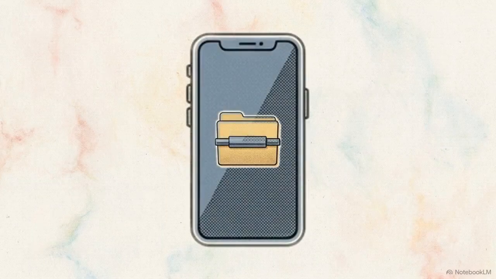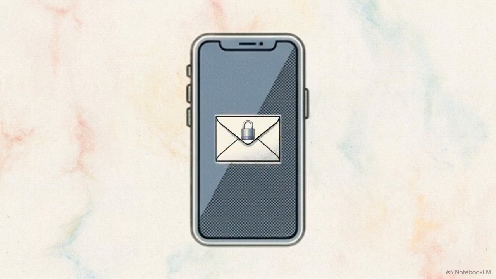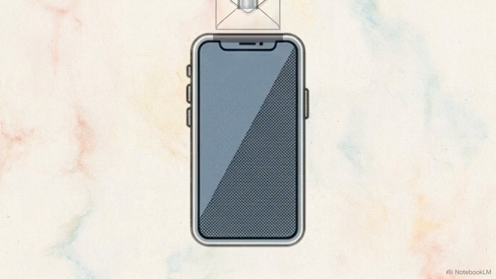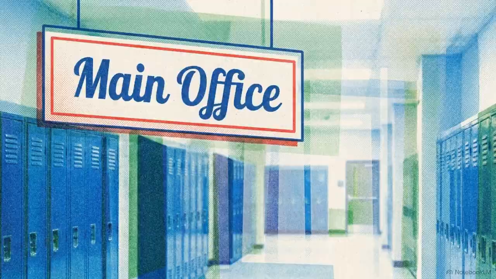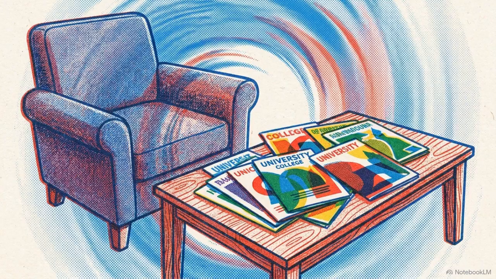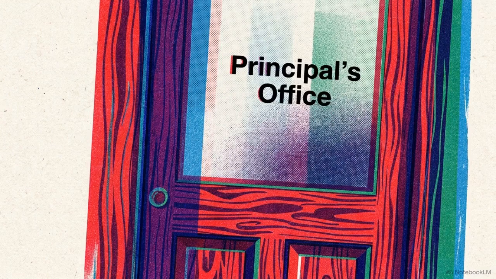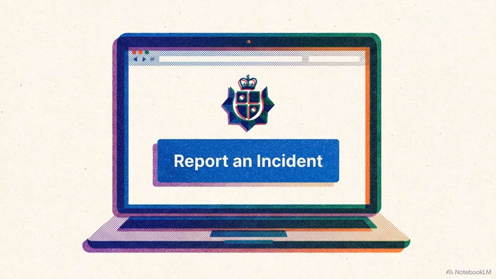Now that the evidence is secured on your phone, you need to transfer that information to someone who can help. This is step 3, report. Your objective is to get the facts to a trusted adult or an official school channel as quickly as possible. This could be a teacher, a guidance counselor, or a school administrator. You can also use the school's digital reporting portal if one is available.